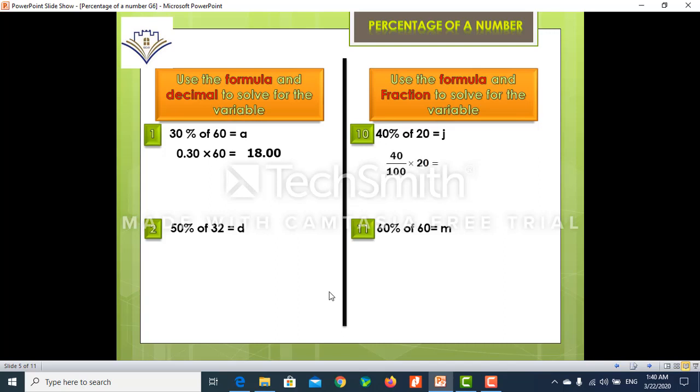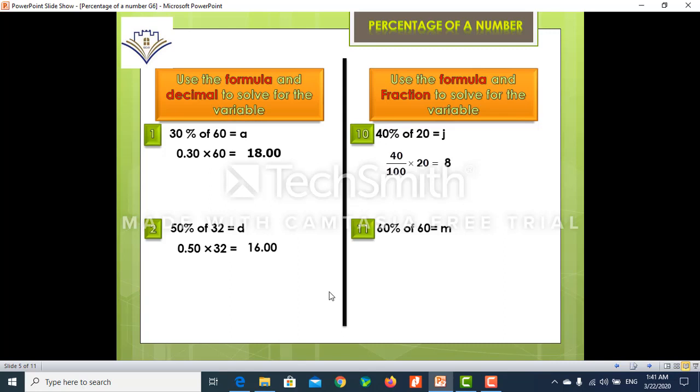40% means 40 divided by 100. Then 40 divided by 100 multiplied by 20. Try to calculate it. Yes, it's 8. Okay, let's go to question number 2. The first type: 50% of 32 equals D. I need to convert the percent to decimal form. 50% means 50 divided by 100, so the decimal form is 0.50 multiplied by 32. Try to answer it. Yes, it's 16.